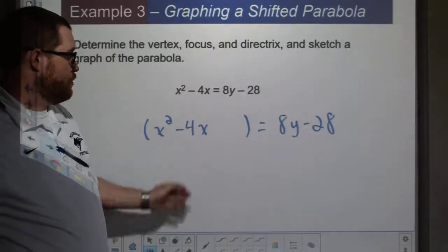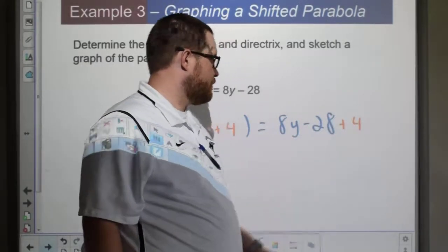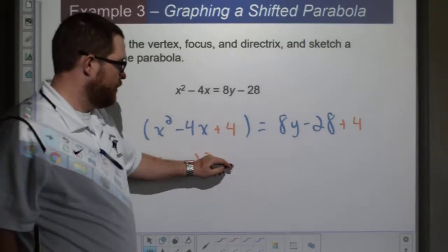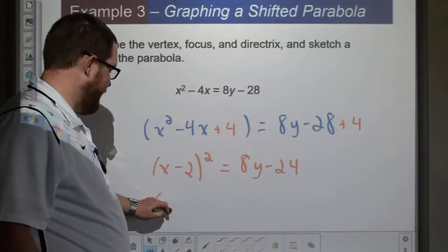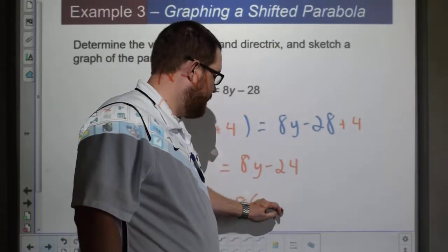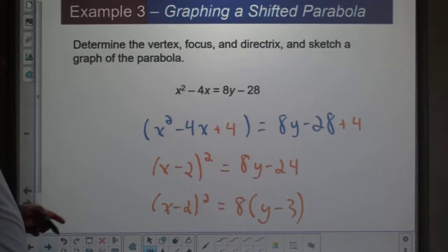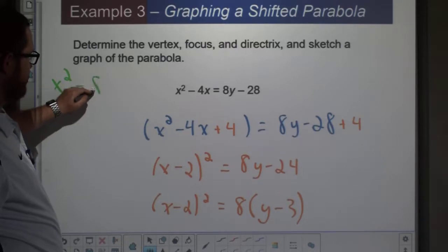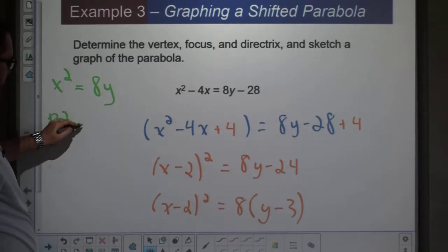What is this missing? We'll take half and square it, and I get a plus 4. Balance it with a plus 4. Factor it. I'm going to get an x minus 2 quantity squared. Here I'm going to get an 8y minus 24, which is going to be x minus 2 squared equals 8 times y minus 3. So this new parabola that we see up here is really the same thing as this parabola, with the exception that it went right 2, up 3.